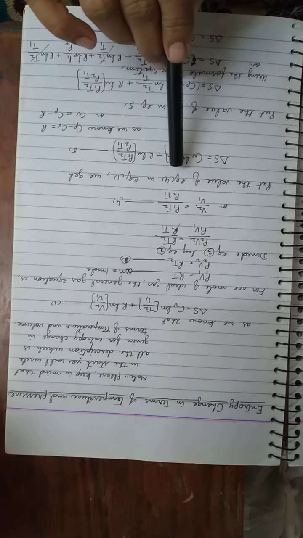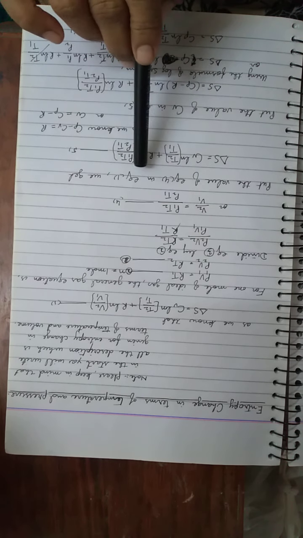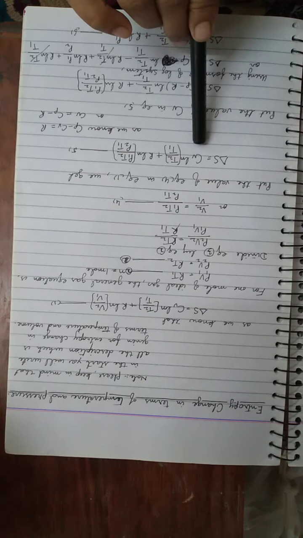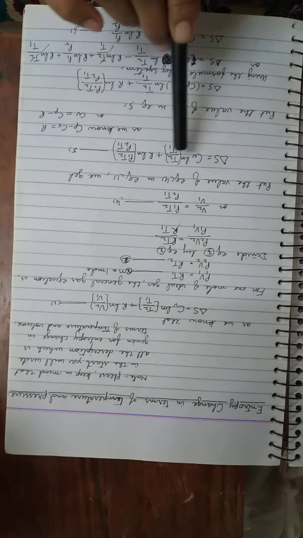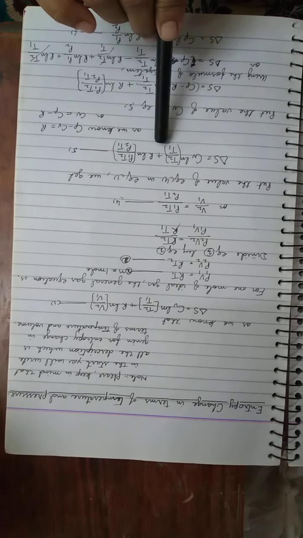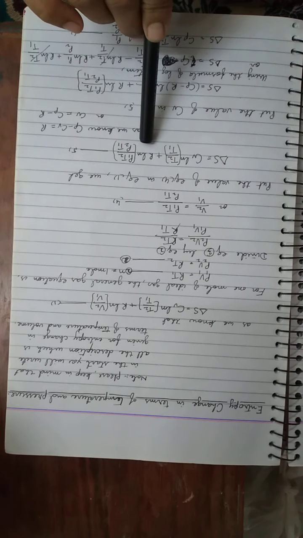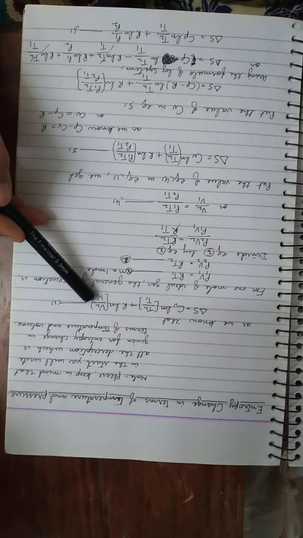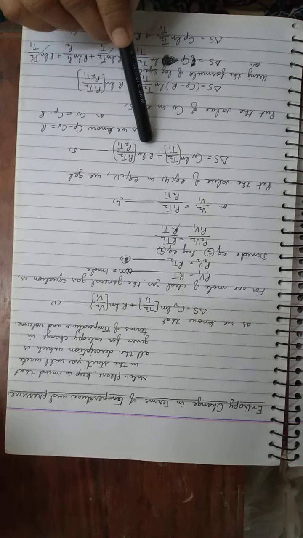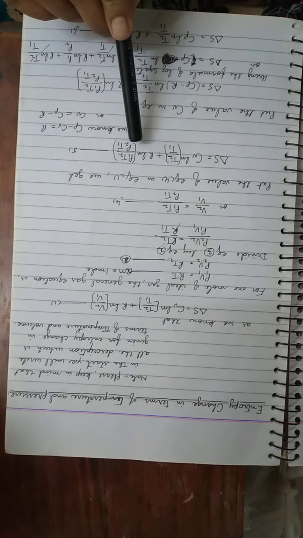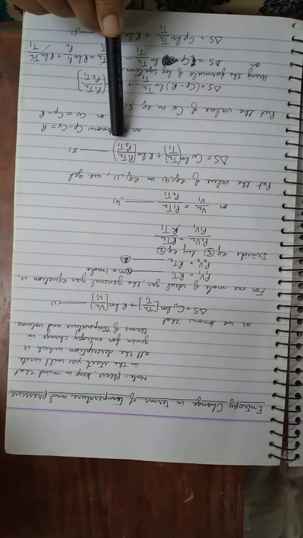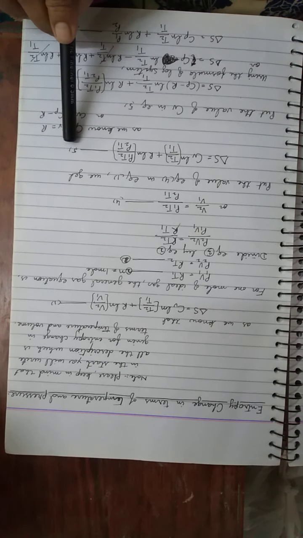Put the value of equation number 4 in equation number 1. Del S is equal to Cv log natural T2 by T1 plus R log natural, write the value of V2 by V1 here at this point, R log natural P1 T2 divided by P2 T1. This will become equation number 5.